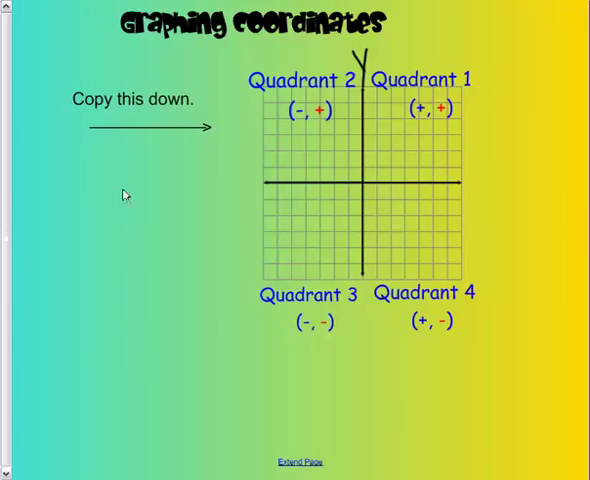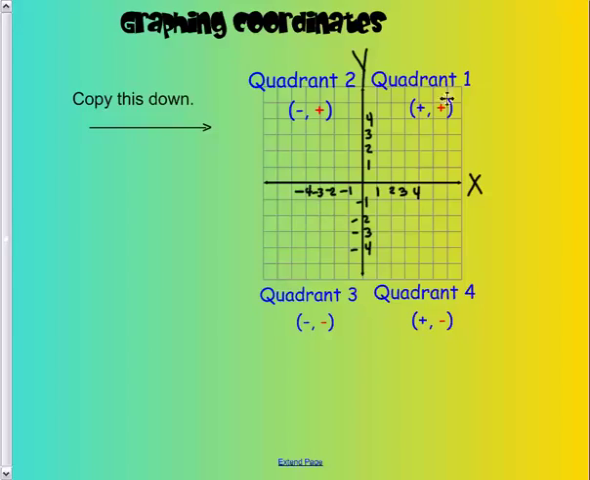Today we're reviewing how to graph coordinates. If we look at the coordinate plane, we've got the x-axis and the y-axis. The x is like a number line. All these numbers over here are positive, while all these numbers over here are negative. So it's broken up as a number line that way and also as a number line this way. All these y's are positive, all these y's are negative.